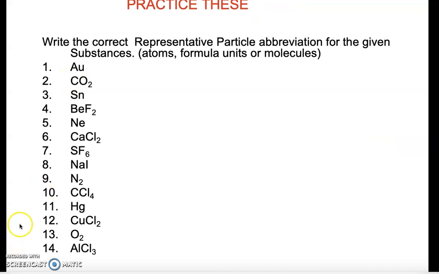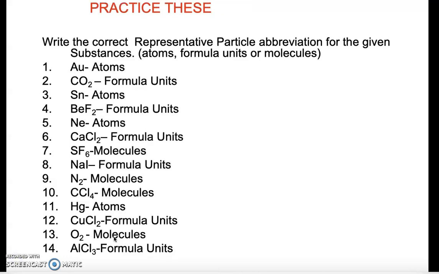So real quick, look at these right here and determine which of the three types of representative particles they can be. Pause the video, write down atoms, formula units, or molecules for each one of these, and we'll check your answers. Okay, so you should have, check your answers. I typed these out for you so you can compare.